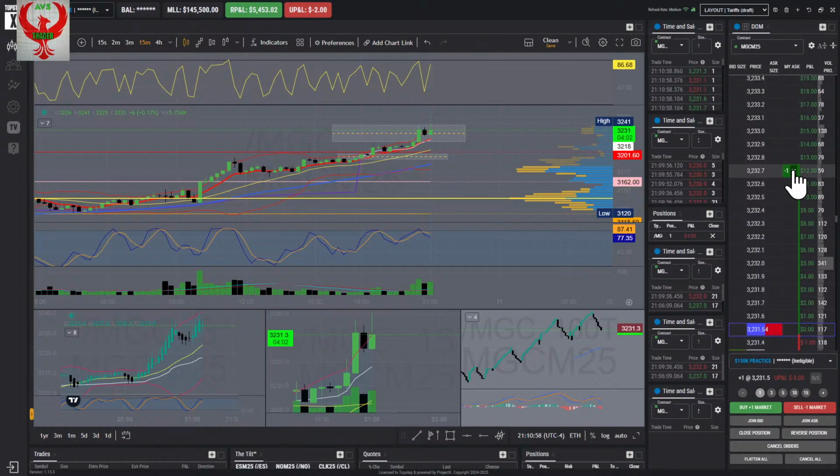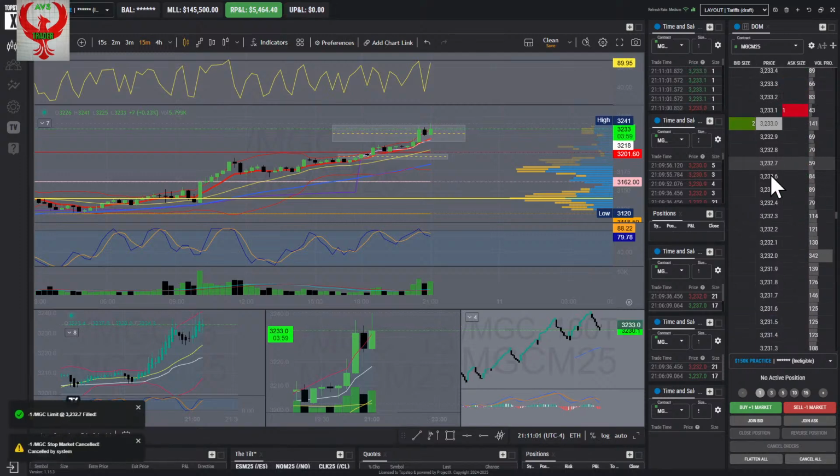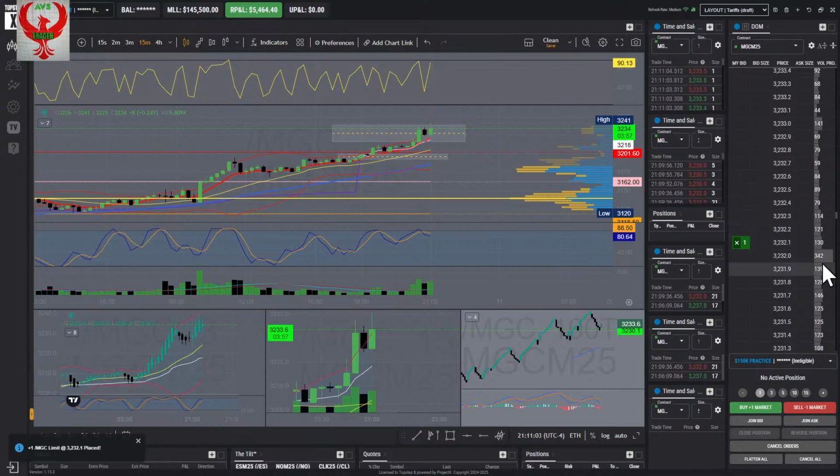Nice pullback on gold. If the spread in the Nasdaq is so high and it's difficult to make profit, who's trading now at this time? Institutions, maybe algorithms, some retail traders, speculators.